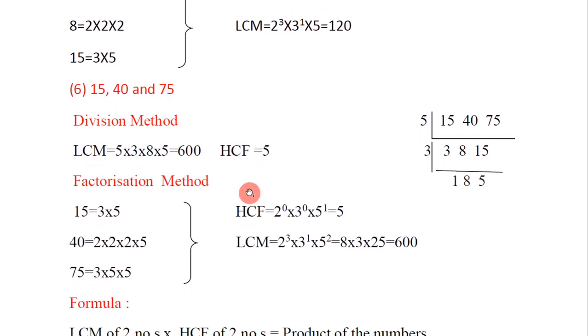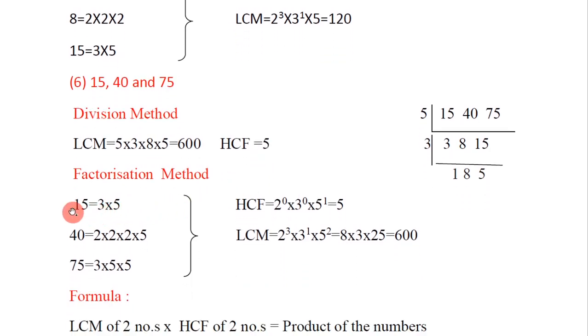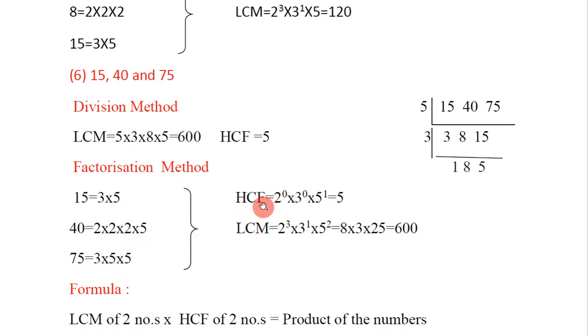Then as in the previous cases, by the factorization method, we write 15 as 3 into 5, 40 like this, 75 like this. Highest common factor, least powers. Least common multiple, highest powers. So remember the rule like this. It is the opposite: highest common factor, least powers. Least common multiple, highest powers.